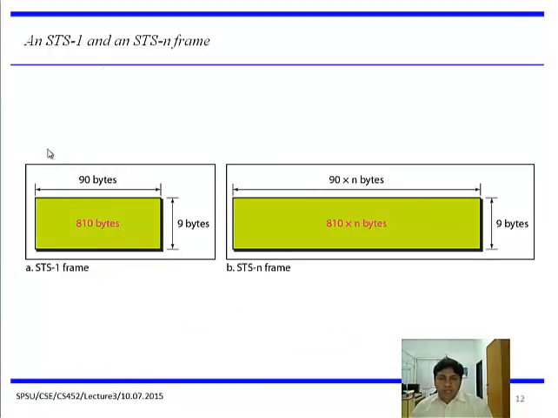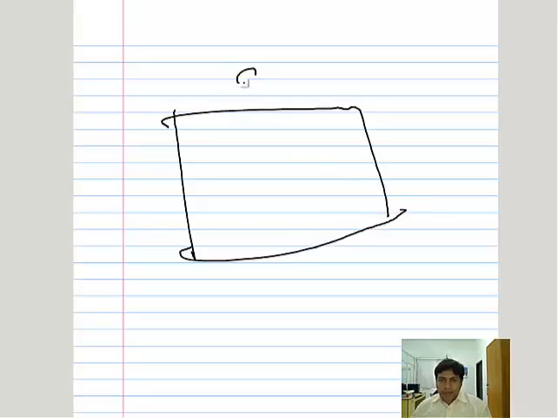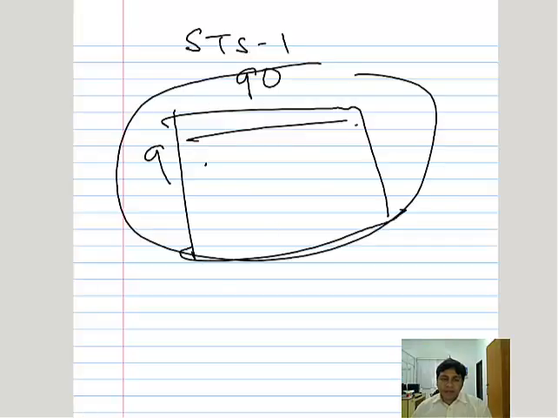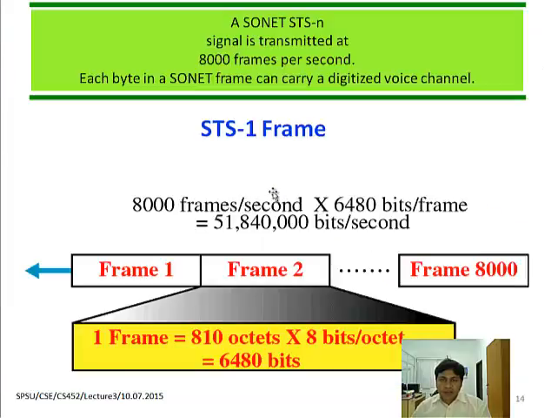Now this is my STS-1 frame. A single frame has 90 into 9 bytes. So this is the architecture structure of a SONET. A single STS-1 frame has 9 into 90 bytes. This is my byte transmission and this is my frame transmission. That is how we have calculated that an STS-1 has 8,000 frames per second.